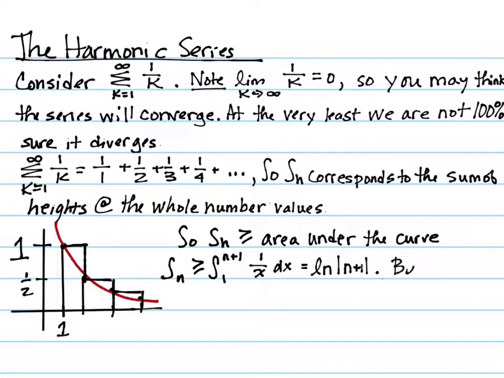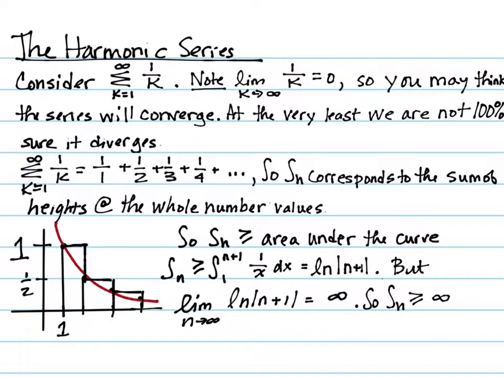But the limit as n goes to infinity of the natural log of n plus 1 is what? A lot like the last one we just did. It's infinity, right? So the S sub n, these partial sums that we're looking at, is greater than or equal to infinity. Of course, that's not quite how we think about it, right? Infinite is infinite for the purposes of our discussion here.